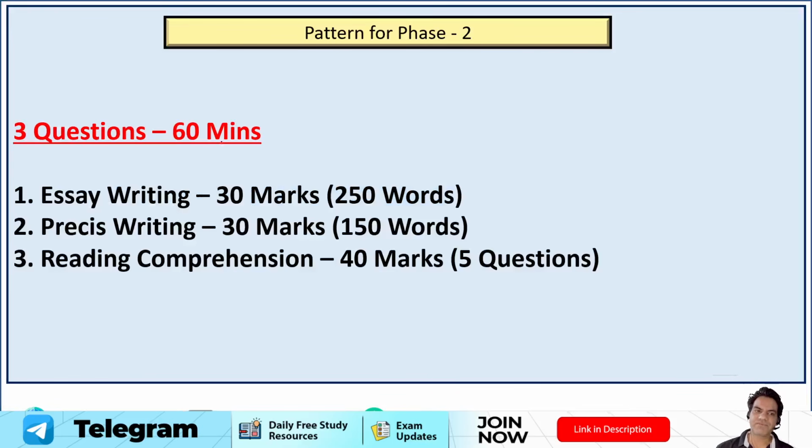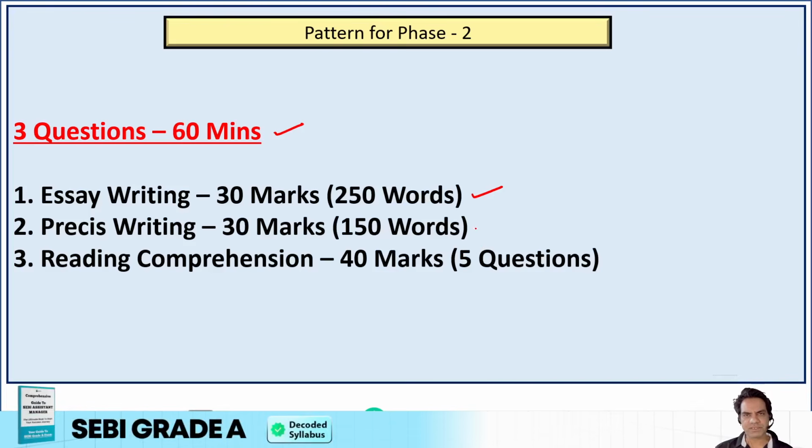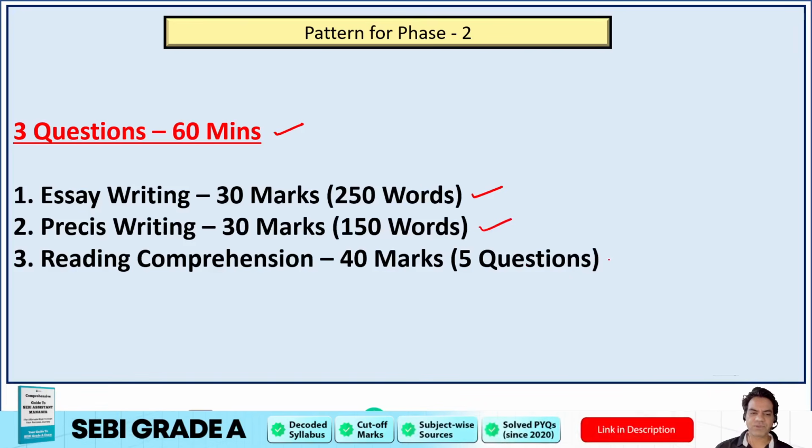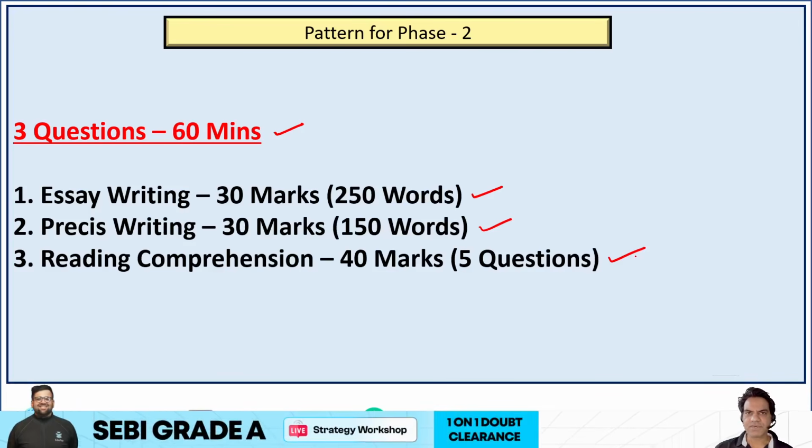Now guys, you have to target 3 questions in 60 minutes. Right? The word limit for essay is 250 words. Précis is generally 120 to 150 words. It ranges between 120 to 150 words. And then 5 questions on reading comprehension worth 8 marks each. So you have to write 50 to 60 or at least 60-70 words for every answer. That again makes it 250 words.